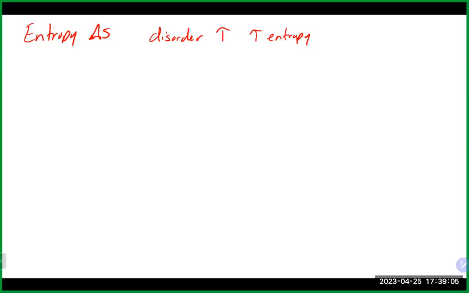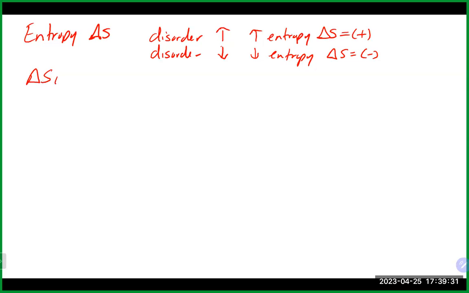And that will make the change in entropy a more positive value. The opposite is true if the disorder goes down or the order increases. We have a decrease in the entropy, and that is represented by a negative value that we see. We talked about how we could calculate what is referred to as delta S of the universe, and that is our delta S of our reaction, our system, plus the delta S of our surroundings.